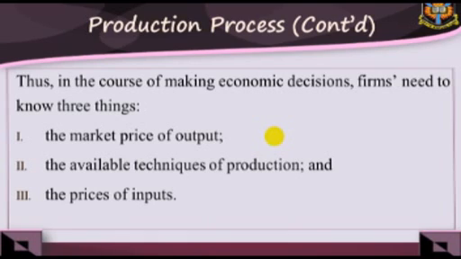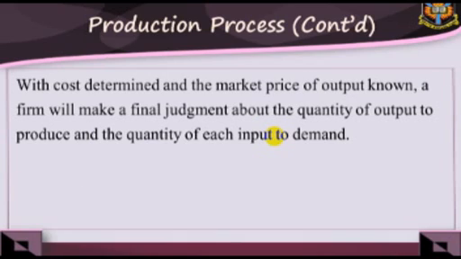Thus, in the course of making economic decisions, firms need to know three things. 1. The market price of output. 2. The available techniques of production. And 3. The prices of inputs. With cost determined and the market price of output known, a firm will make a final judgment about the quantity of output to produce and the quantity of each input to demand.